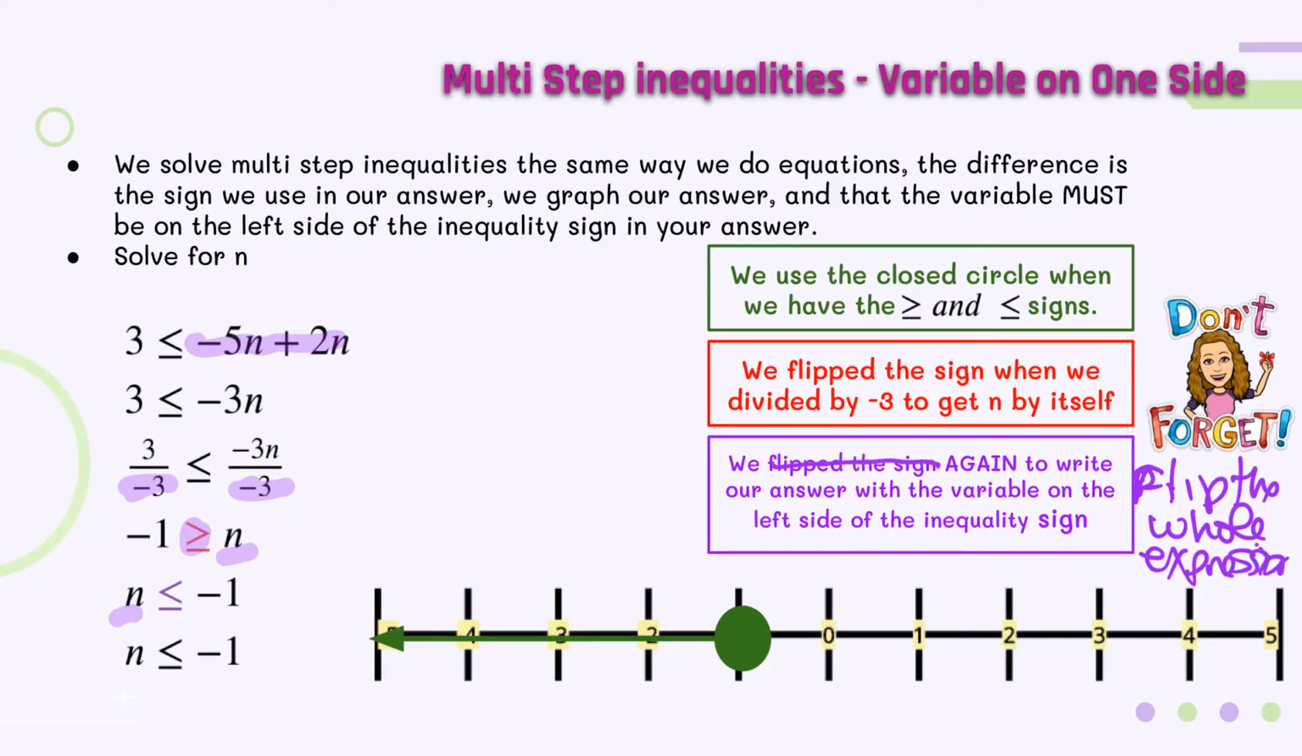Okay, we flip the whole expression. So my answer is n is less than or equal to negative 1. And I can do that. So I have my shaded in circle and I shade in the number line with my arrow going all the way to the end of the number line.